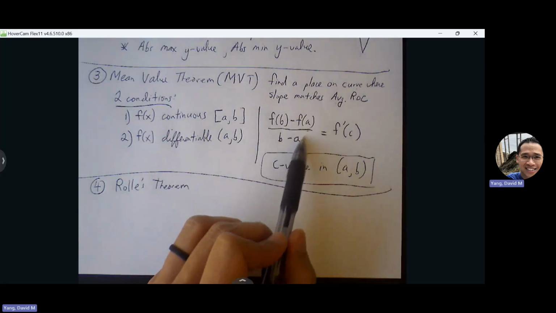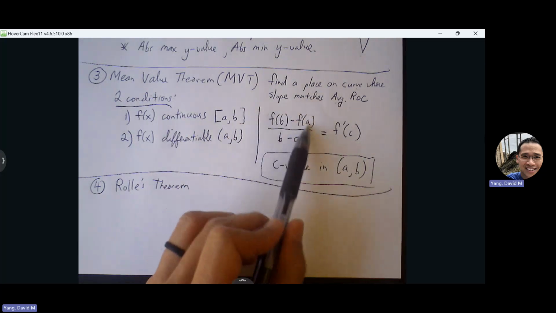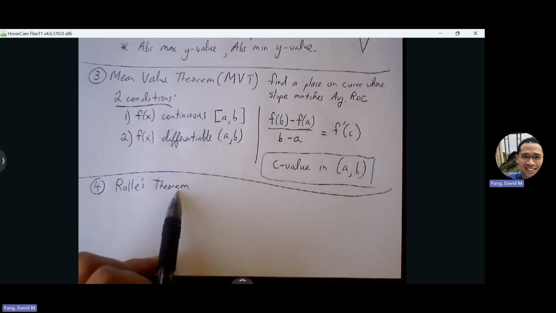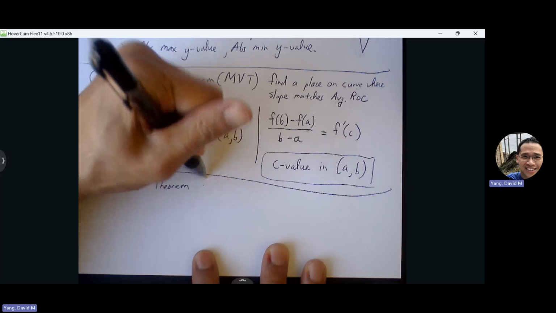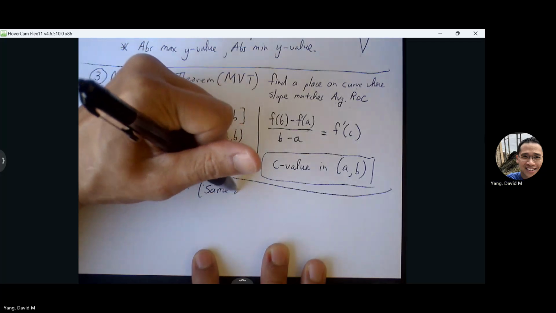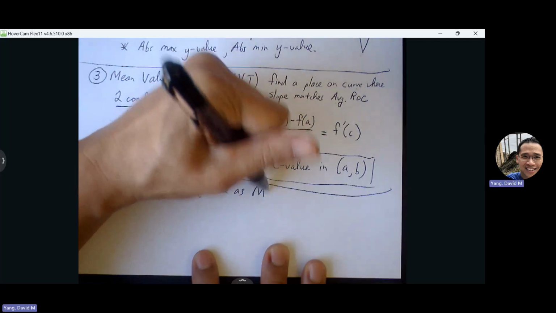In the mean value theorem, this can be slope 0. This can be any number that you find. But in Rolle's theorem, the slope has to be 0. Otherwise, we can't move forward. So I will just say same as the mean value theorem.